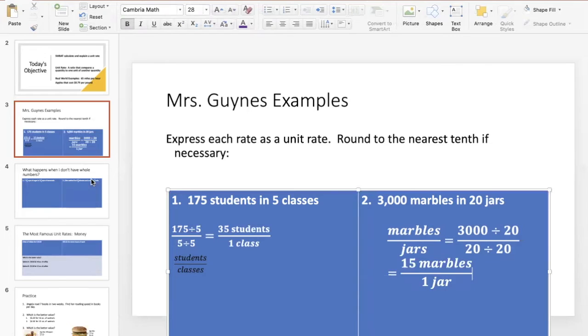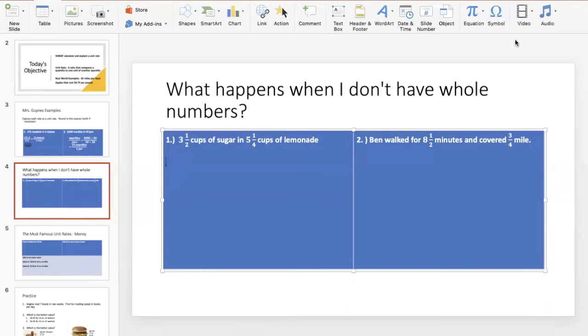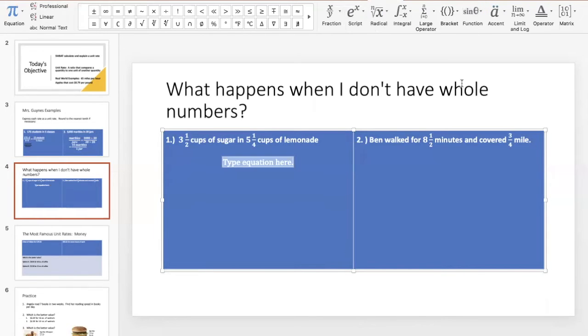Let's take a look at another example. Go ahead and copy down number 1. It says 3½ cups of sugar in 5 1/4 cups of lemonade. Now this is where you're going to have to use your calculator, and it's perfectly fine to use your calculator. You can use the Desmos calculator on your iPad or your own handheld. Again, I need to create a key for what I am talking about. And we're talking about sugar over lemonade.